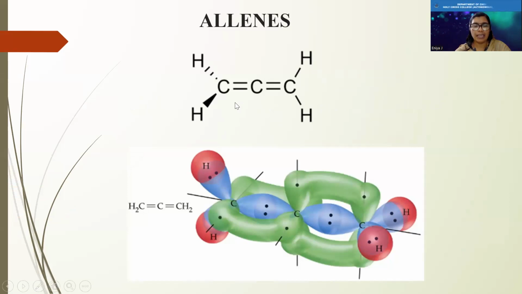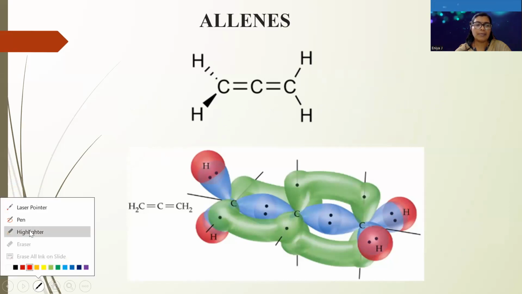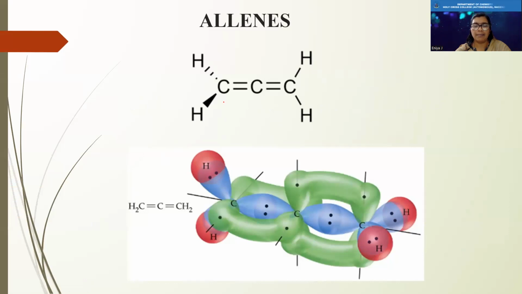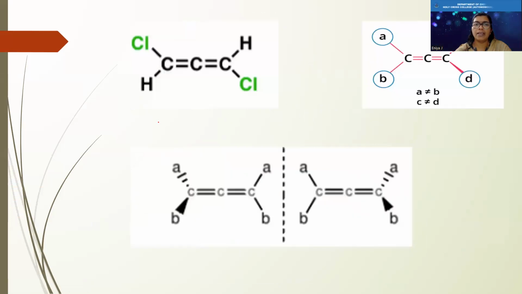This allene is optically inactive because the groups present in the terminal carbon atoms are the same. So it is planar, has a plane of symmetry, and is optically inactive. This is the structure of the simple allene having two double bonds. So this is another example of an allene.